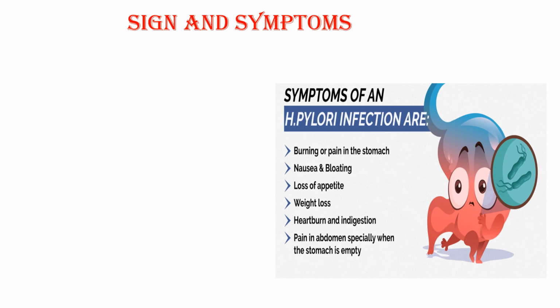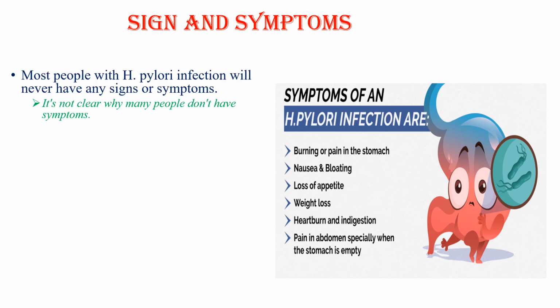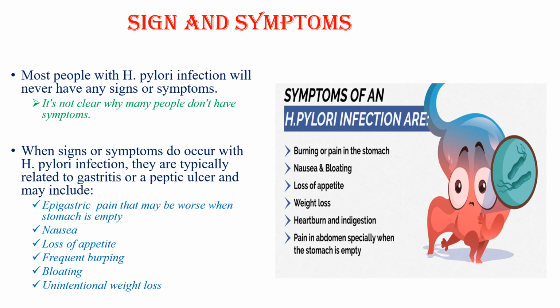When we look at signs and symptoms of H. pylori infection specifically, most people with H. pylori infection will never have any signs or symptoms. It's not clear why many people don't have symptoms, but a few might. When signs or symptoms do occur with H. pylori infection, they are typically related to gastritis or PUD. They might include epigastric pain that might be worsened when the stomach is empty and that might improve with feeding, nausea, loss of appetite, frequent burping, bloating, and unintentional weight loss.